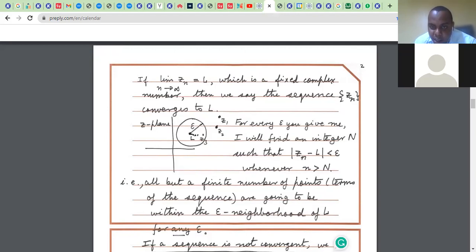This is the definition of a sequence converging to a complex number L. For every epsilon you give me, I will find an integer N such that the magnitude of Zn minus L is less than epsilon whenever n is greater than N. That is, all but a finite number of points are going to be within the epsilon neighborhood of L.